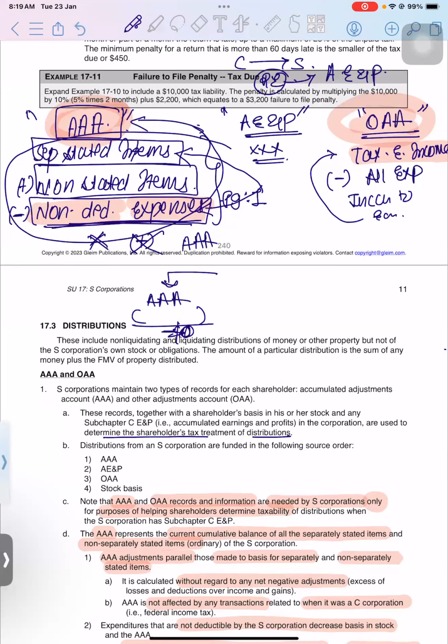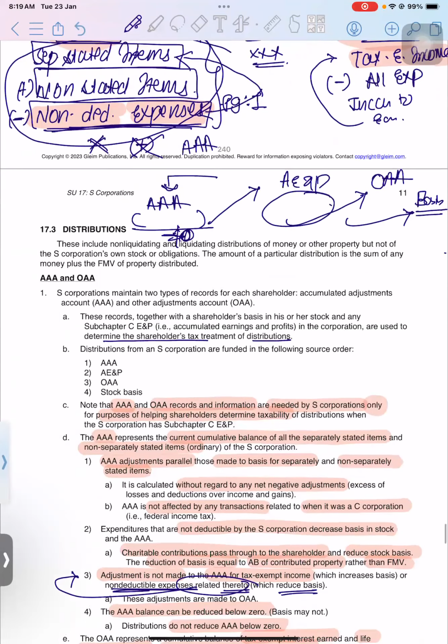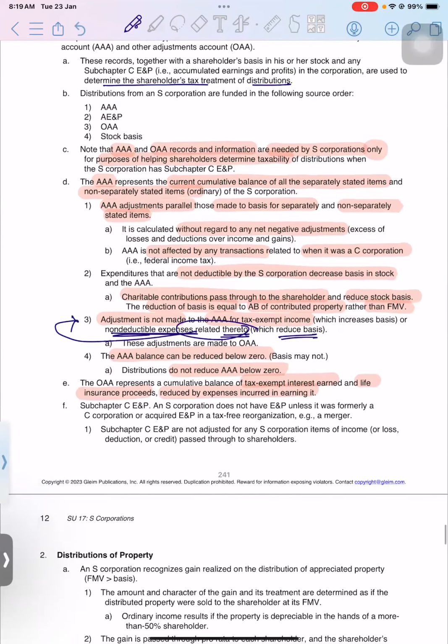Any excess distribution will then be adjusted against the next head, that is accumulated E&P, and if it is still falling short, we will check the OAA. If it is still falling short, we will check the stock basis. Any excess over the basis will be charged to capital gain. Clear, guys? I hope the difference is clear for you.